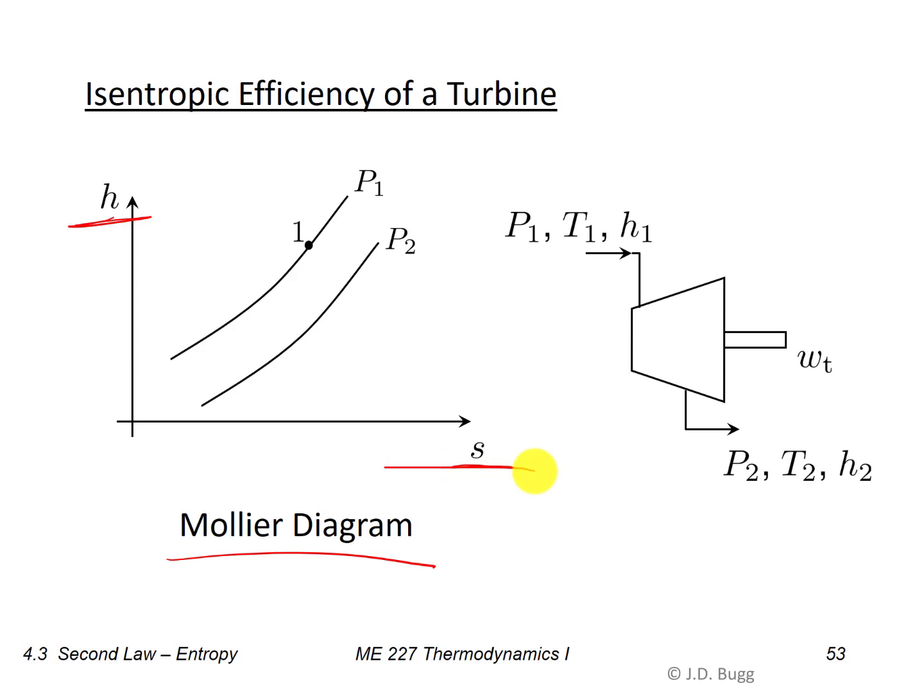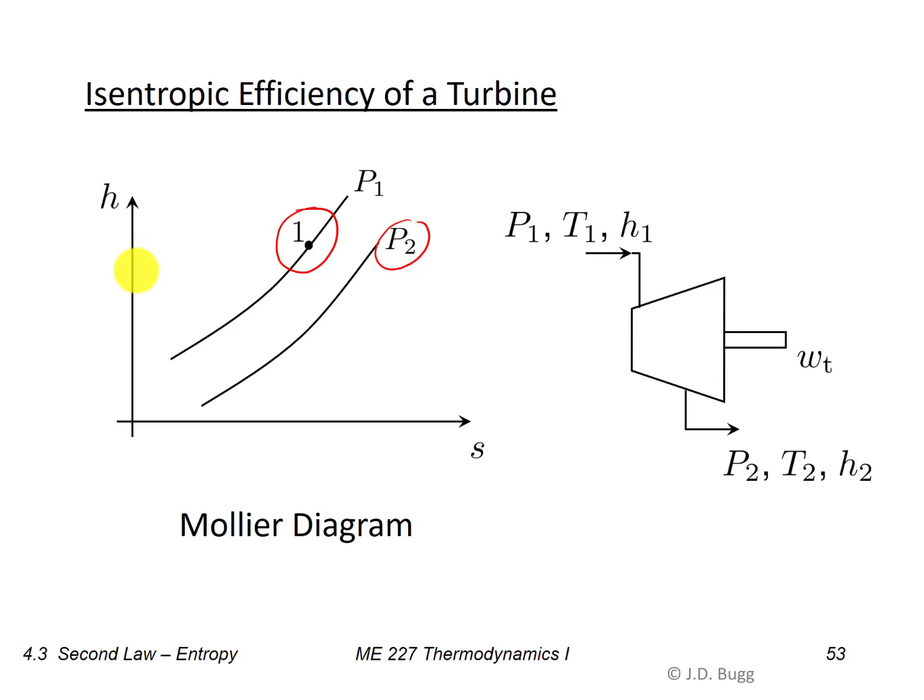So we have our inlet conditions for the turbine plotted here. We're at some high pressure and some value of H up here, H1. And we go through the turbine down to some lower pressure, P2. This is where using entropy as a coordinate on one of our property diagrams becomes so useful, because we're going to be able to see at a glance whether this process is isentropic or not.